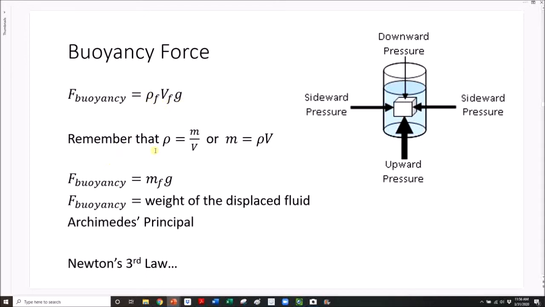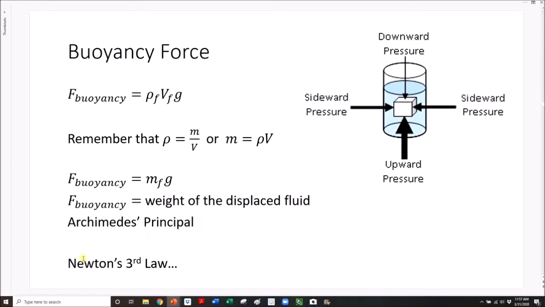Now remember that the density of an object is the mass over the volume, or the mass equals density times volume. So if you see here, we have a density times volume, and so this is the mass of the fluid displaced. And m times g is weight. So buoyancy force is actually the weight of the displaced fluid. How much fluid you can displace, that's how much force it's going to push up on you. And this is Archimedes' principle. Supposedly when Archimedes discovered this, he was in a bathtub, and he was so excited that he ran through the streets of Syracuse yelling Eureka.